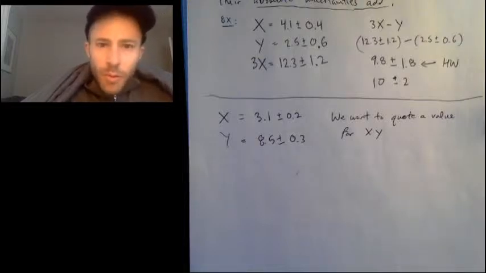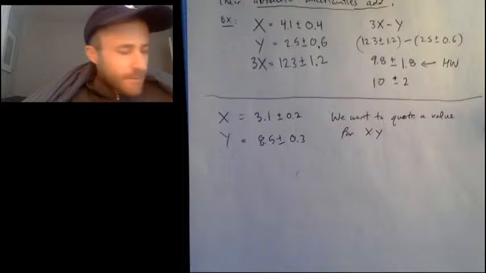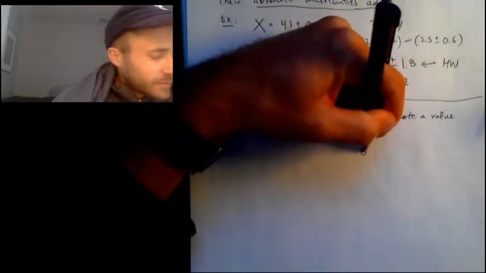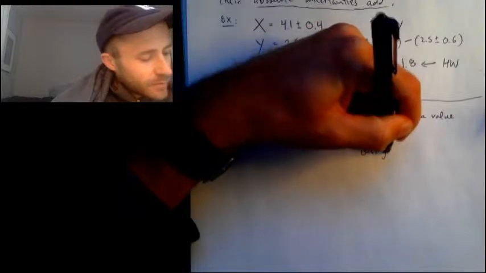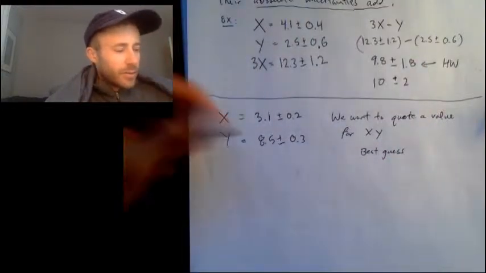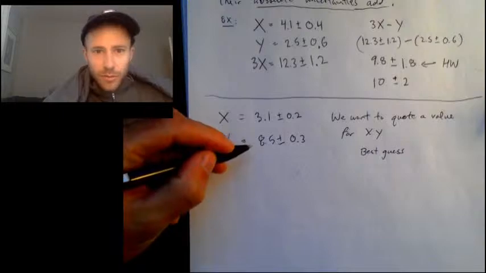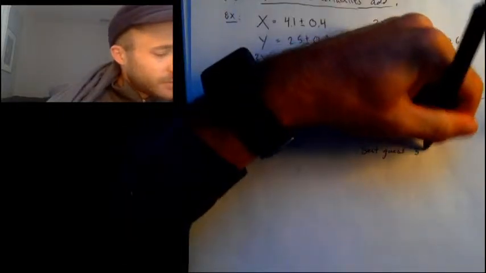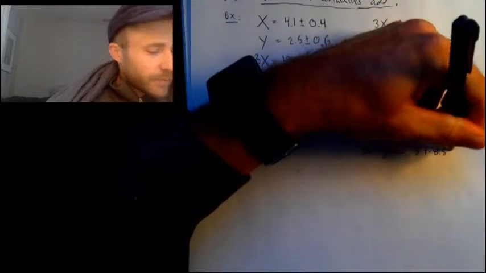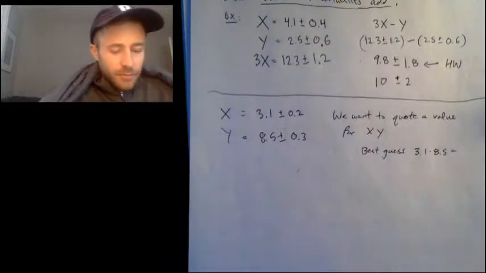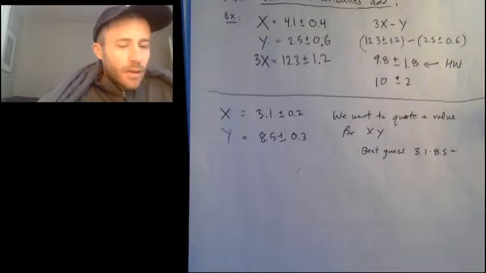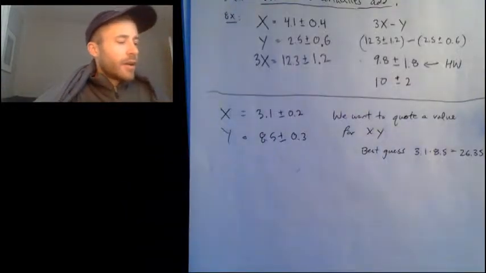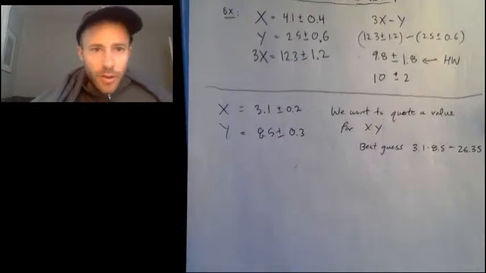So what we want to do, okay, first of all, our best guess is going to be just the product of these two. So it's going to be 3.1 times 8.5, as you would expect. Which is 26.35. Okay, but now we have to deal with the uncertainty.